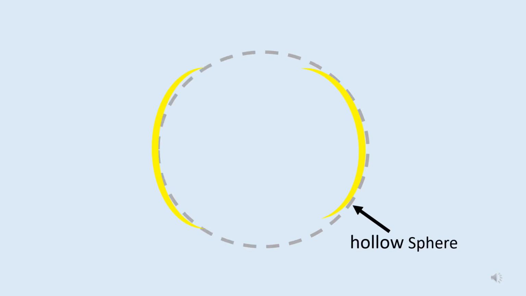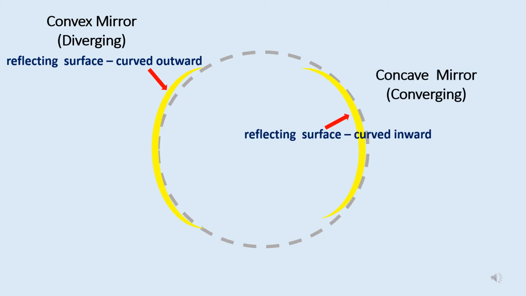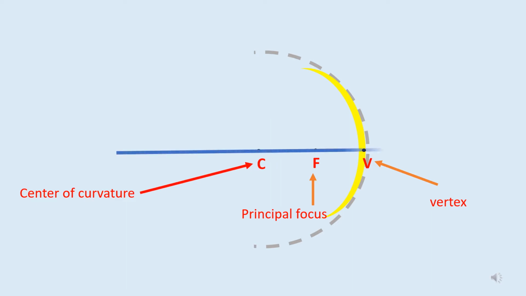From your previous lesson, you have learned that the reflecting surface of a spherical mirror is a part of a hollow sphere. If the reflecting surface curves outward, it is a convex mirror. And if the reflecting surface curves inward, it is a concave mirror. You also know that the center of the sphere is called the center of curvature, vertex is the center of the mirror, and in between the center of curvature and vertex is the principal focus. The imaginary line connecting the center of curvature, principal focus, and vertex is called the principal axis.